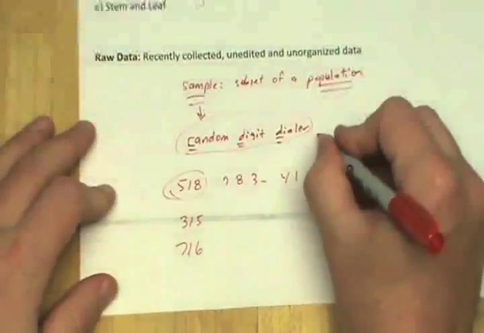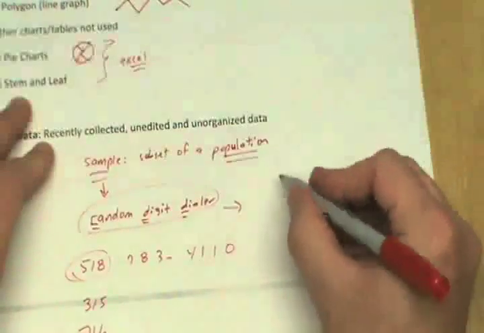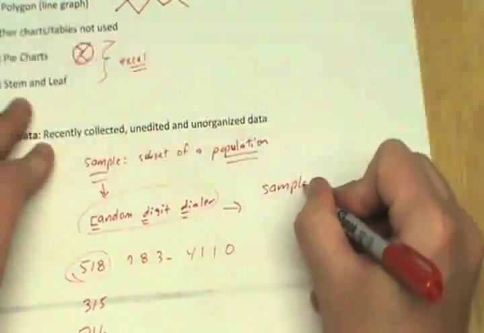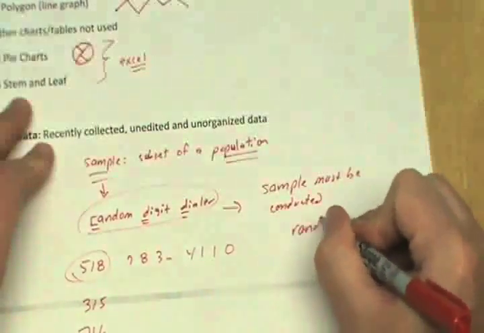The key for doing sampling, the key word that I'm going to use all semester long, is that when you're doing a sample, the sample must be conducted so the people are chosen randomly. That's the key.